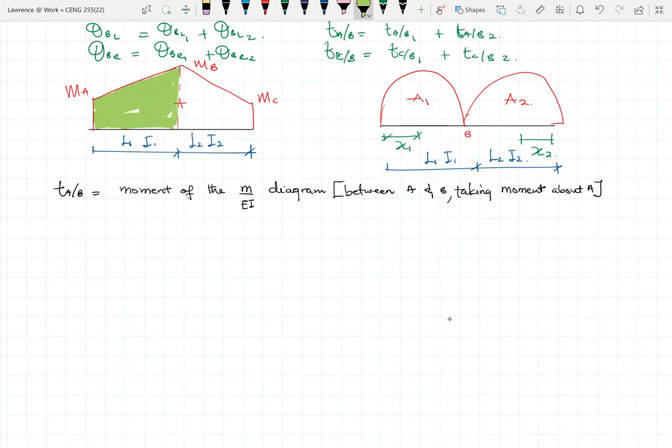So this will be one of my areas to deal with, and I also need to find this area too. So this goes with the TAB. All right, so let's continue. It's the M over EI diagram. Which approach should I go with to make things easier for us?